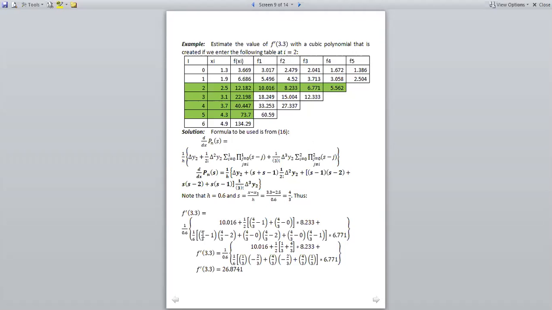And three terms, each containing product of two linear terms: s minus 1, s minus 2, then s minus 0, s minus 2, then s minus 0, s minus 1. So s was calculated to be 4 by 3, so 4 by 3 minus 1, 4 by 3 minus 2, 4 by 3 minus 0, 4 by 3 minus 2, 4 by 3 minus 1 is skipped here, 4 by 3 minus 0 is skipped here, and 4 by 3 minus 2 is skipped here. And then summing them all up is giving you derivative at 3.3 as a large number, around 27.